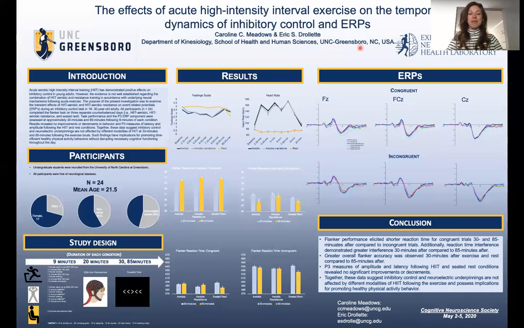Hi, my name is Caroline Meadows, and today I'm going to talk to you about different high intensity interval training modalities and how they affect inhibitory control in ERPs.